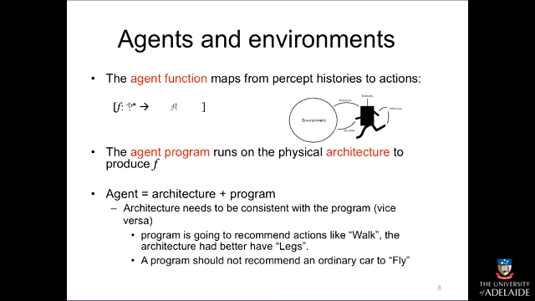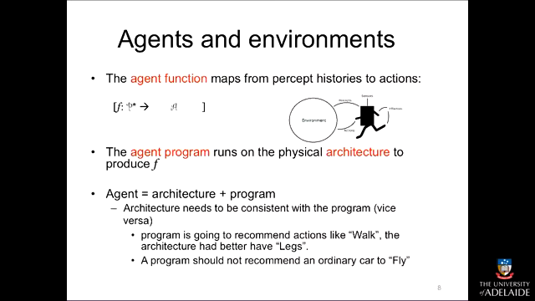Okay, so the agent function, as I said, maps from the percept histories into action. So think about this mathematically. I promise it's not going to get more mathematical than this. It's just a mapping that we'll call F from a percept history to a particular action or actions at a given instant. And the agent program runs on a physical architecture. So together, the architecture and the program comprise the agent.